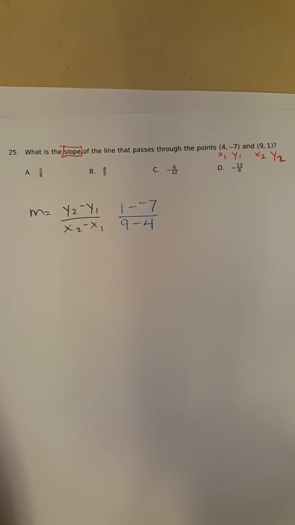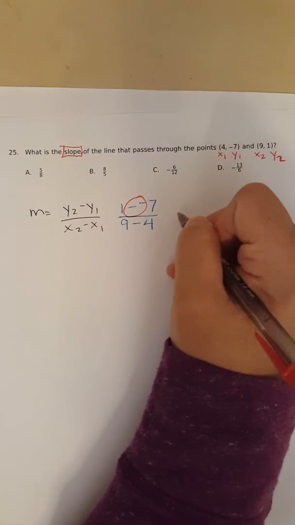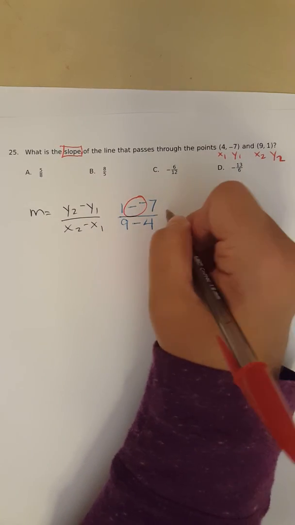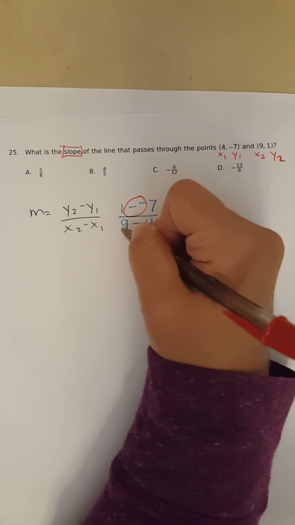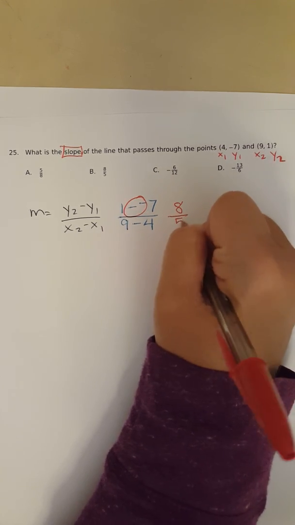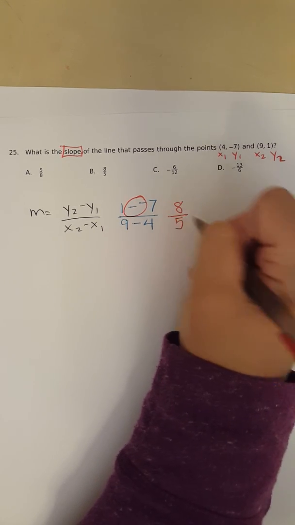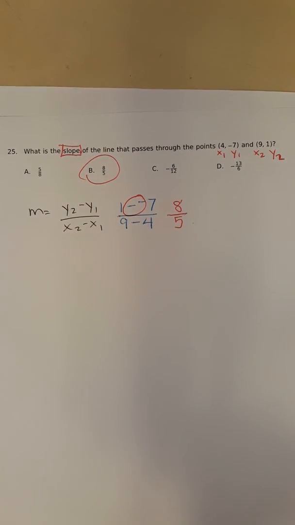Now we do need to be really careful here. Minus the negative is the same as plus. So this is the same as 1 plus 7, which is 8, and 9 minus 4, which gives us 5. So our slope for this one is 8 over 5, which is answer choice B.